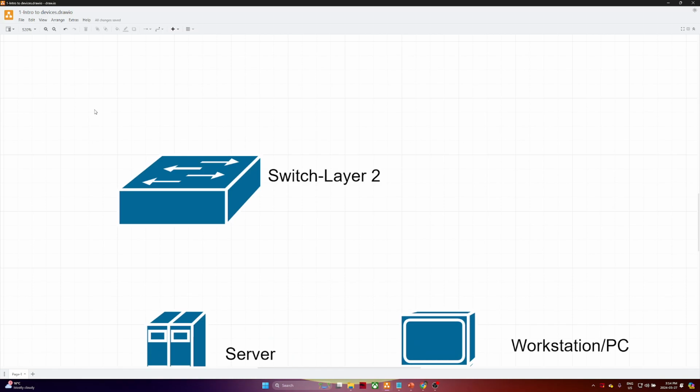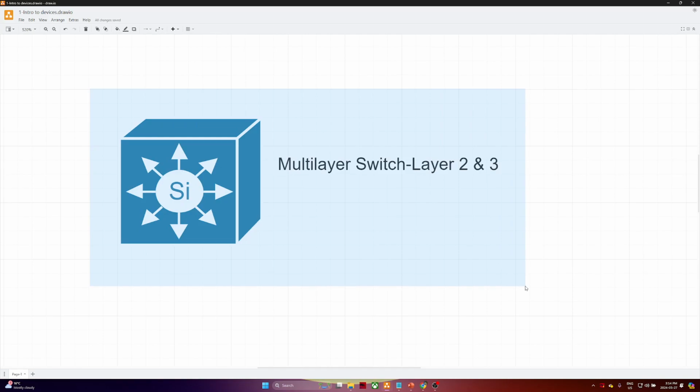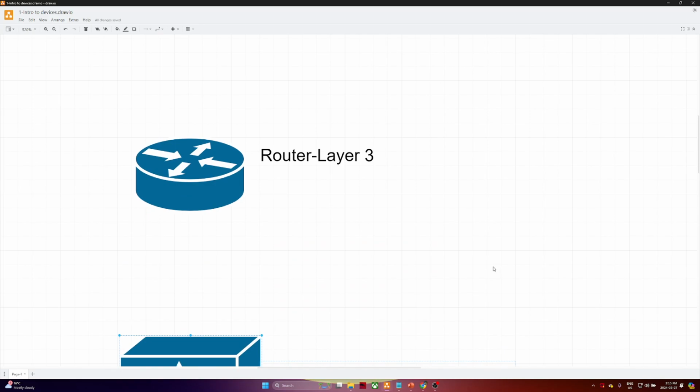Moving up, we have a switch, also known as a layer 2 switch. Layer 2 refers to the second layer of the OSI model, which means it only works with the MAC addresses. Above that, we have a multi-layer switch, which is capable of working with both layer 2 and layer 3 of the OSI model, but by default, it only works with layer 2. And then at the end, we have a router, which helps us connect to different sites, connect to the internet as well.